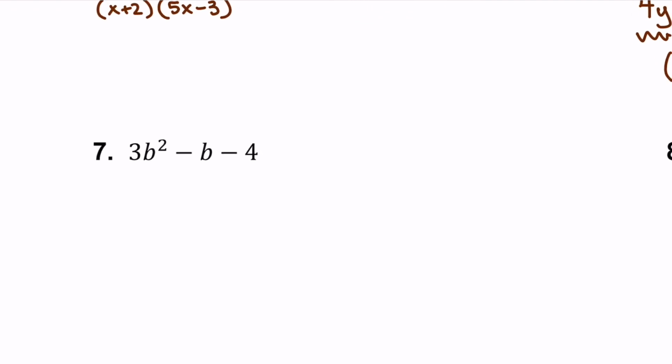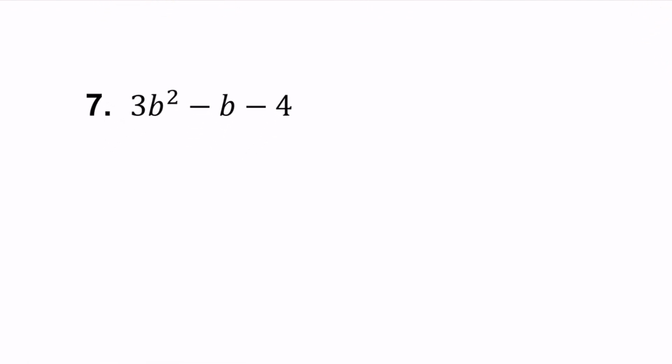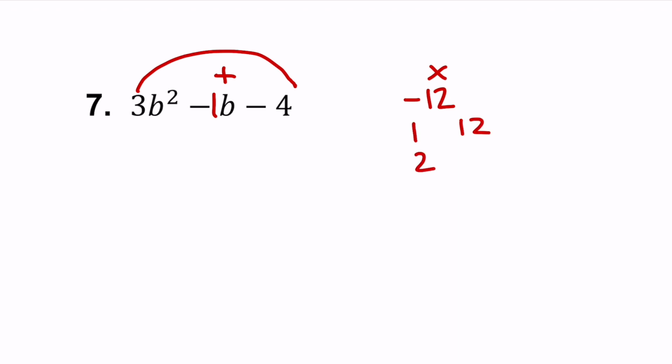Okay, we have b's in number 7. We do the same thing. 3 times negative 4 is negative 12. I'm looking for two numbers that multiply to negative 12 and add to a negative 1. If there's not a number in front of the b, it's a 1. Now, since we're looking for a negative number, the bigger number is going to be negative. We want a net result of a negative number. So I'm going to have 1 and 12, 2 and 6, 3 and 4, but the bigger number will be negative if I want to end up with a negative number here.